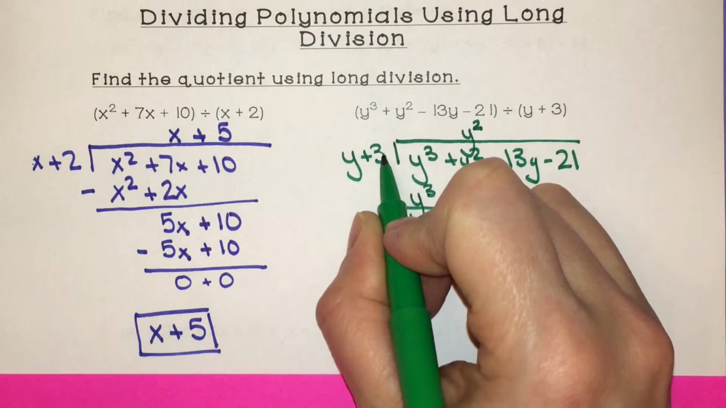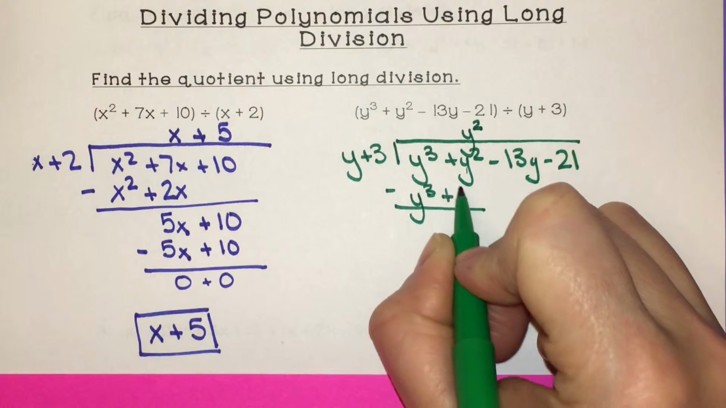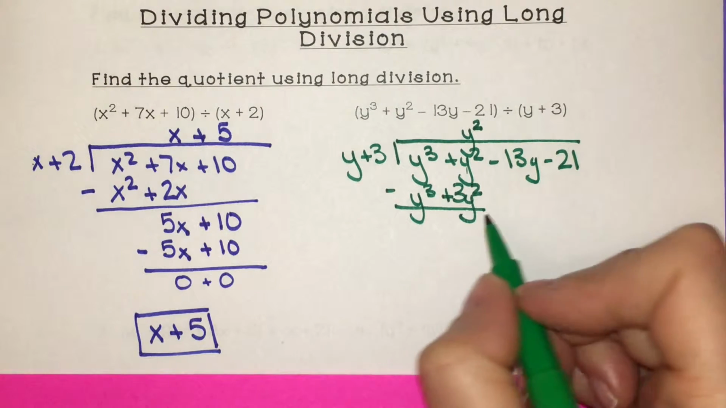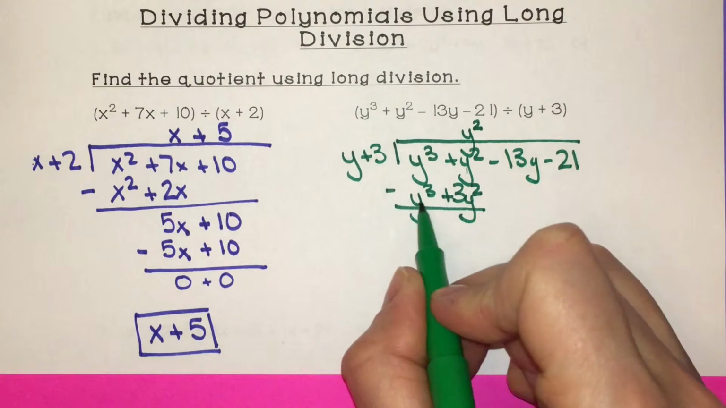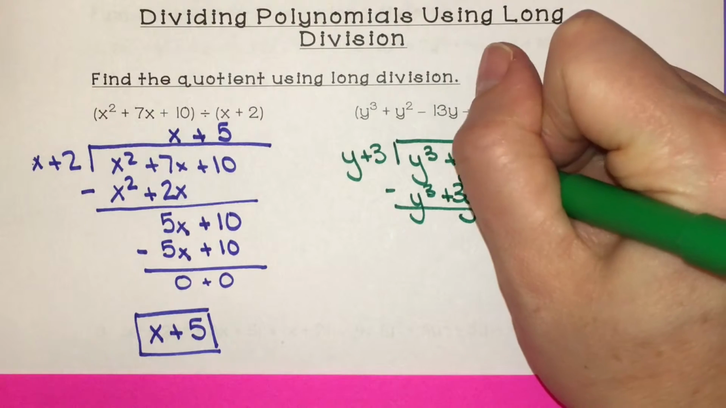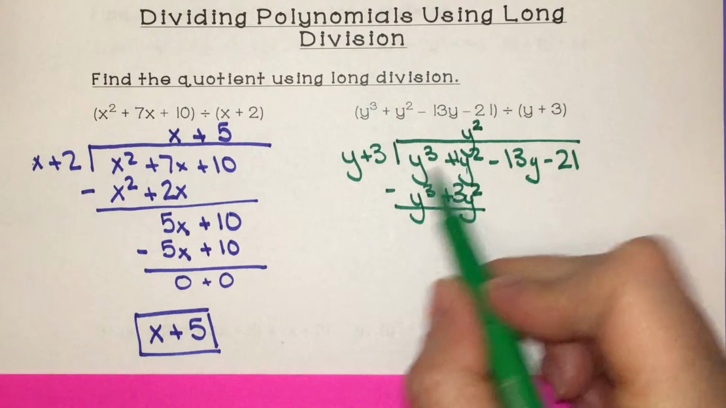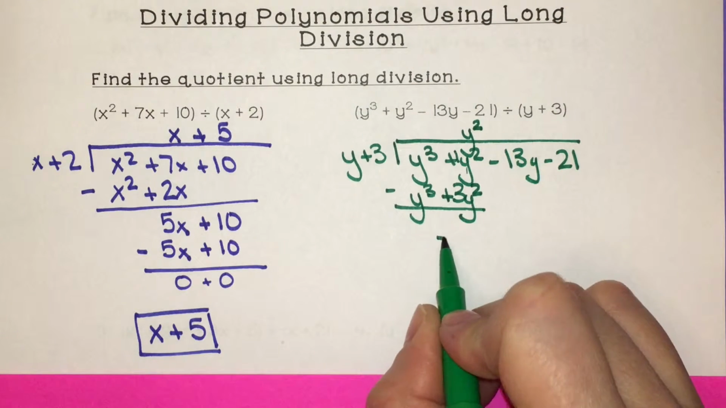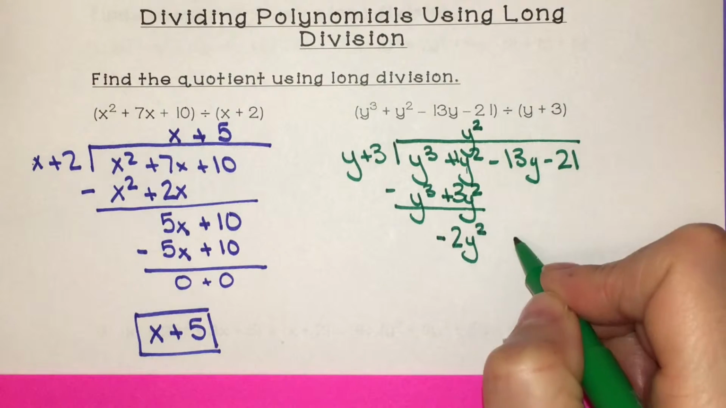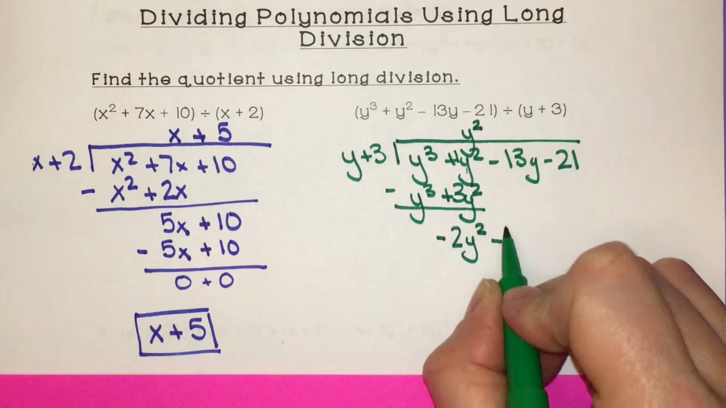Y squared times the plus 3 gives me plus 3y squared. So we're subtracting: y cubed minus y cubed is 0. Y squared, remember this is the same thing as 1y squared, minus 3y squared gives me negative 2y squared. All right, bring down the next term. It's minus 13y.